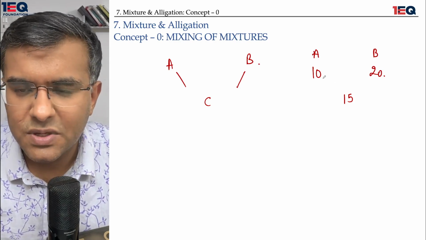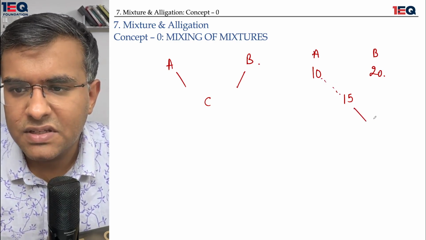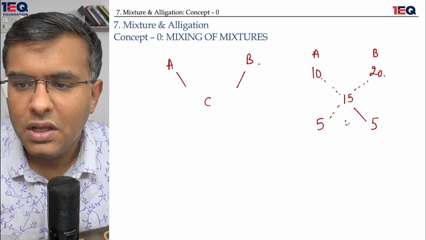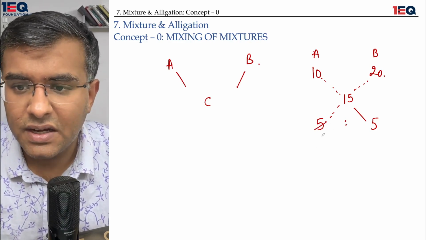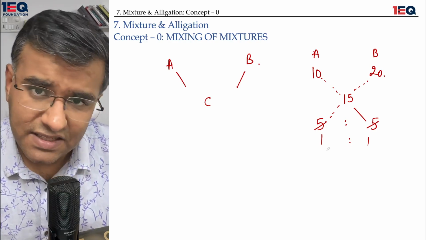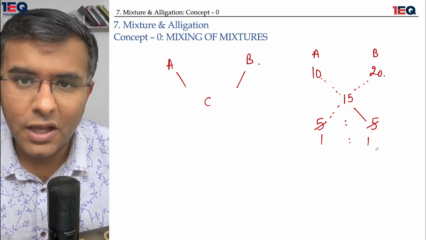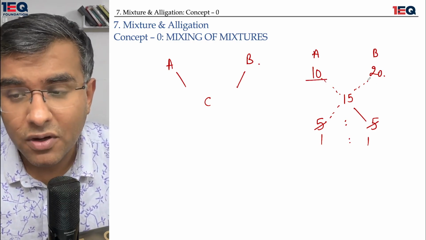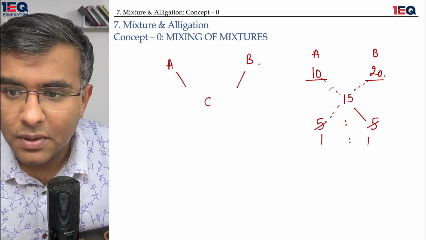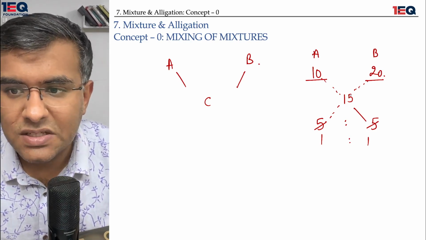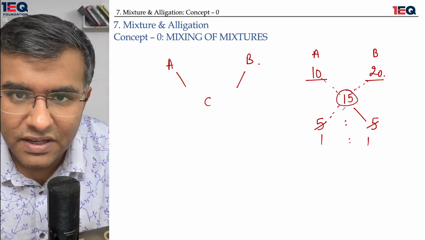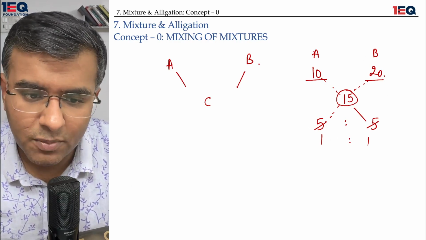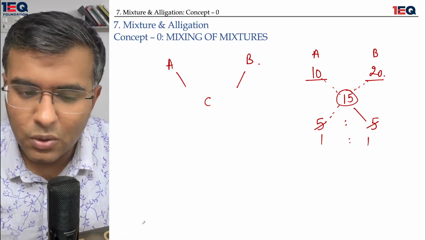So in this kind of a situation, we have to find out the difference between 15 and 10, which is nothing but 5, and the difference between 20 and 15, which is nothing but 5. This means it is 5 is to 5. When it gets cancelled, it becomes 1 is to 1. When I say 1 is to 1, I mean to say that both of them were contributing equally. So A contributed 10 students and B contributed 20 students, but they contributed them equally. So in this situation, when the output lies somewhere in the center, that is where we use the allegation method.